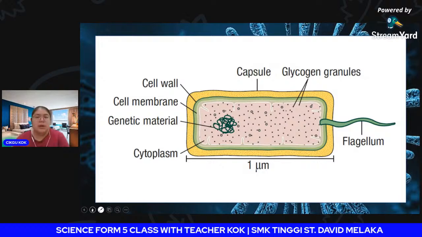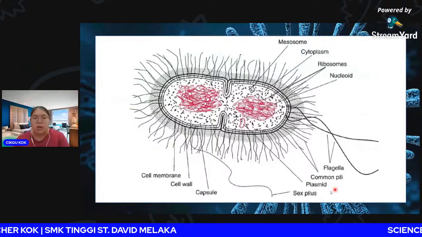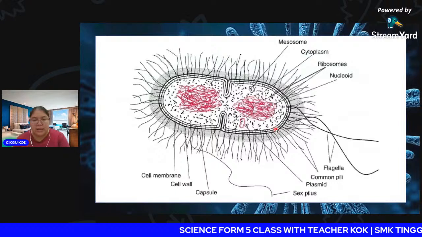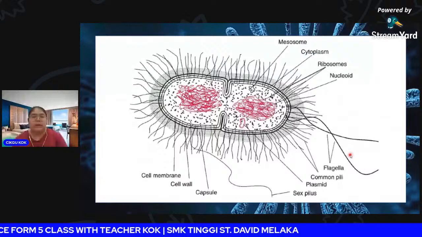This one is another type of bacteria. The structure is almost the same, but this one has pili. They have tiny hairs coming out, and this is the pili. They also have a flagellum. This one is another type of bacteria, and the structure is almost the same, with just a few changes.